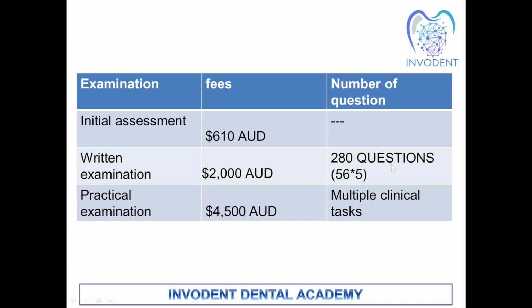And once you qualify the written exam, you will go to the practicals, that is the clinical exams, where you have to perform several clinical tasks. So once you clear your written and practical, you are ready to get the license to practice in Australia. And these are the fees for the initial assessment, written and practical exams.